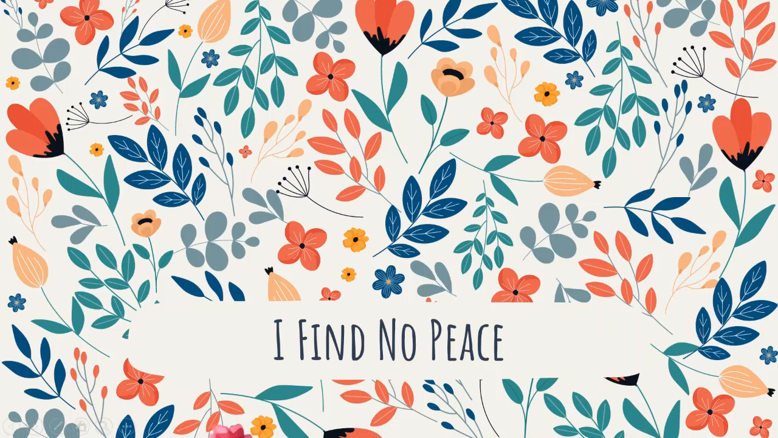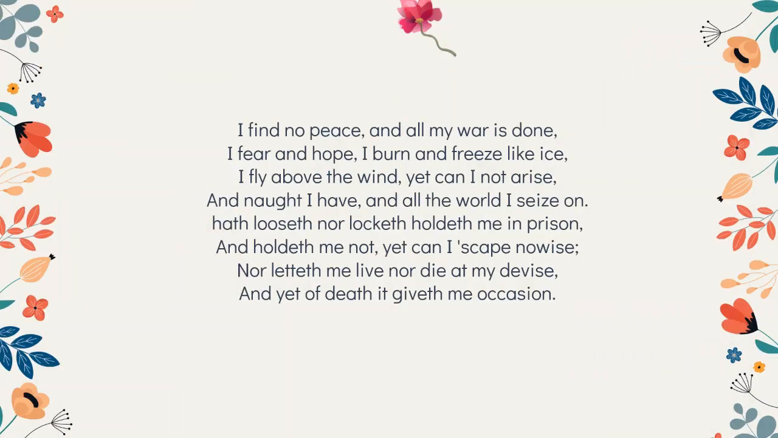I Find No Peace is written by Petrarch and translated by Sir Thomas Wyatt into English. And we are going to read this poem now. It is translated loyally to what Petrarch had written, so it has an octave, a sestet, and about the rhyme scheme, the translator did his best to remain faithful to Petrarch, though sometimes the limitations of English language had stopped him from doing so.